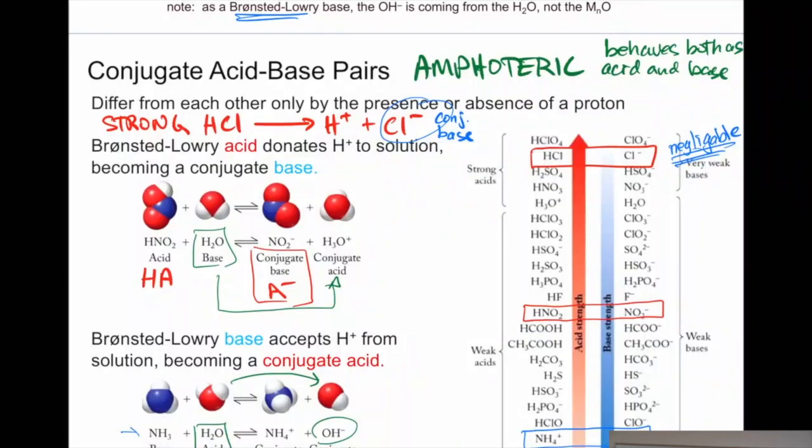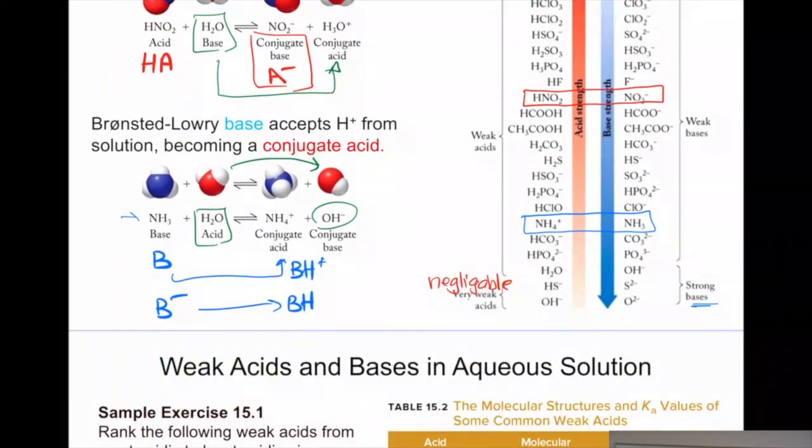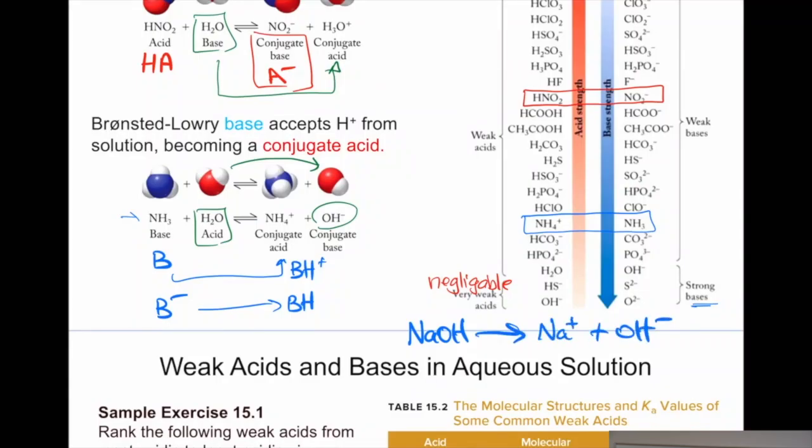Okay? And then the opposite's going to be true down at the bottom here. If we have a strong base, and all of these are strong bases, you know sodium hydroxide as a strong base. NaOH goes completely into sodium ions plus hydroxide ions. But it's really the hydroxide ion that's the base. The sodium is just the spectator ion in that reaction, in that whole net ionic equation.